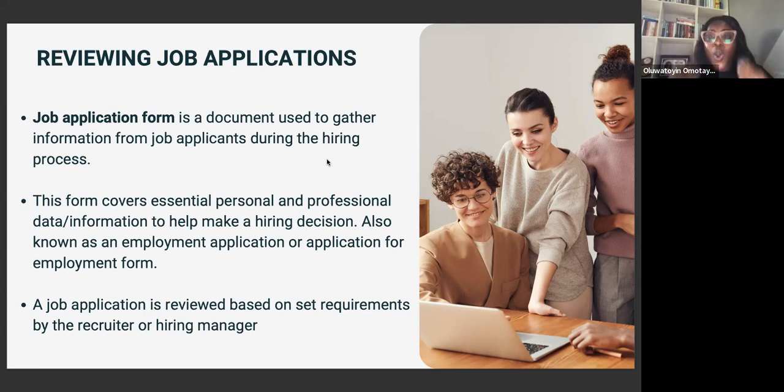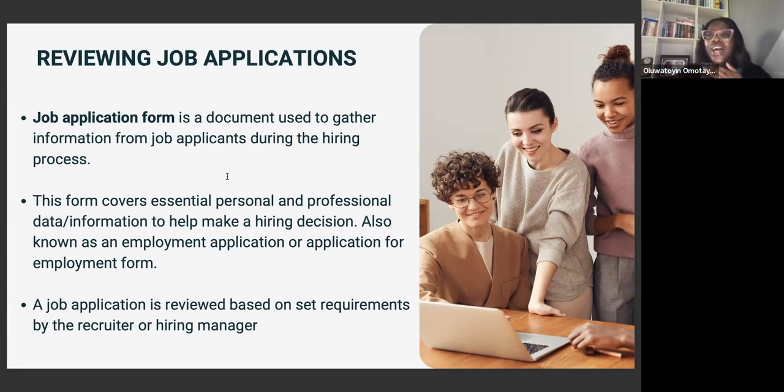Okay. Yes, culture fit. So we said when you're trying to hire beyond competencies, you must also look for people who share the same vision with you, who are also a culture fit for your organization. And that's why we consider both the personal and the professional information, right? And you review this based on the set requirements.